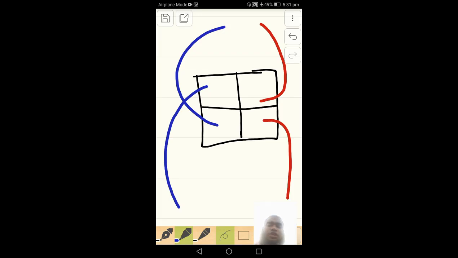Okay, so the transport system is like this. Now look at the left side of the heart. So this is the left side of the heart, and this is the right side of the heart. Okay, all right. So this chamber is the atrium, and this chamber is the ventricle. This is the ventricle.